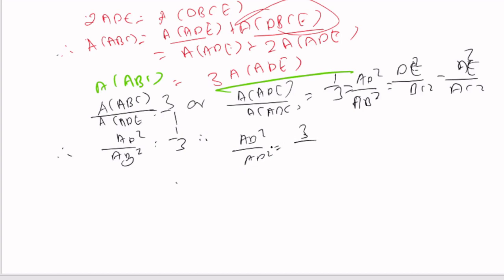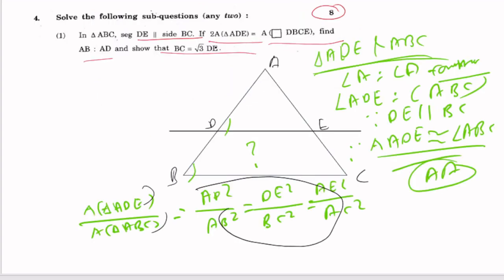Okay, we can take square root. So AB upon AD is nothing but square root of 3 by 1, and this is the first thing we found. First thing was what? You have to find the ratio AB by AD.